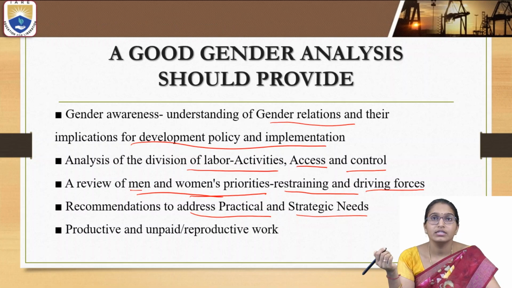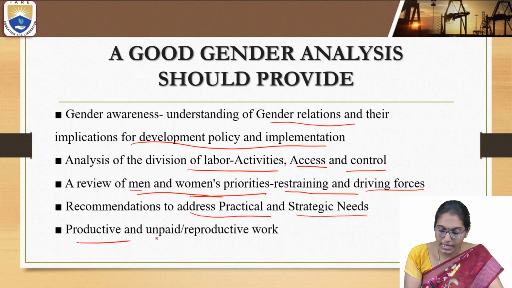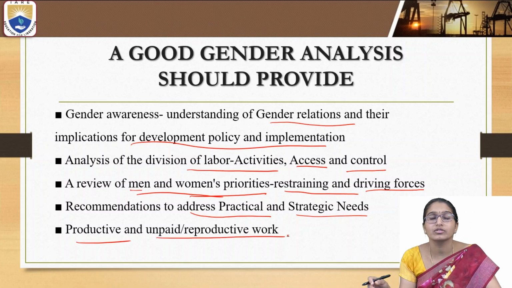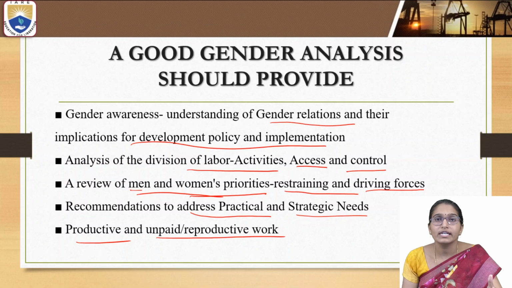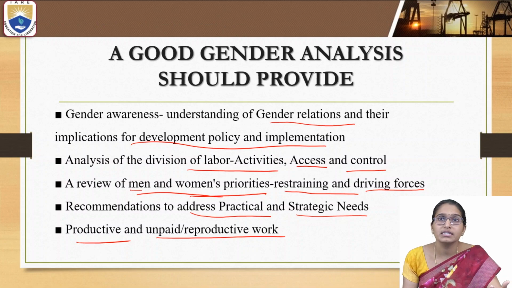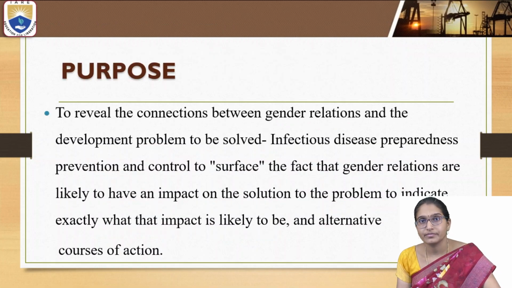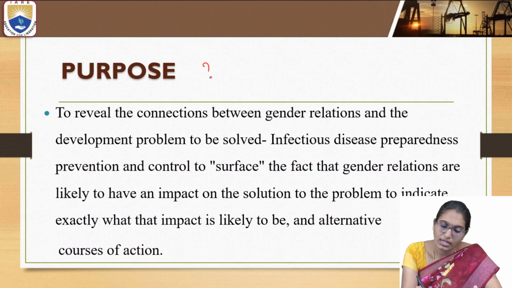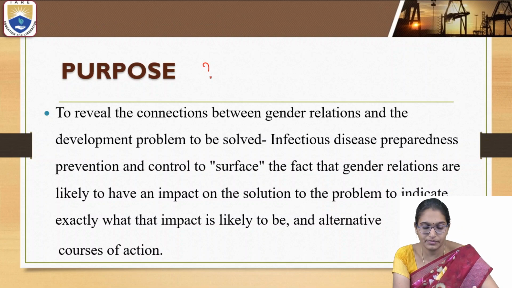So we have to see what their recommendations are on addressing practical as well as strategic needs, what they need exactly. And this analysis also should cover productive and unpaid reproductive work. So based on gender, what kind of productive and reproductive work is being carried out by both genders. So based on all these, the analysis has been done. Then what is the purpose of carrying out this gender analysis? Why we have to carry it out is the question.